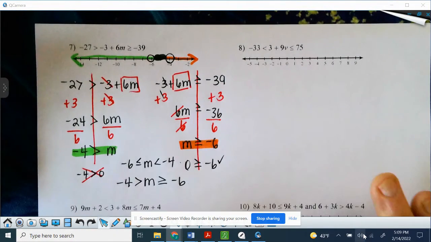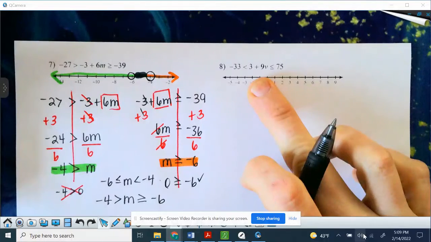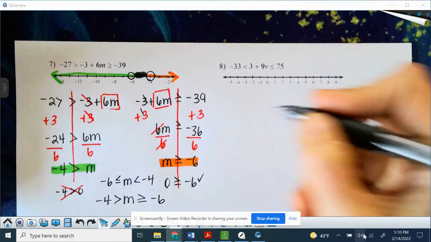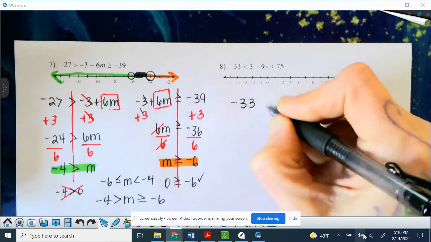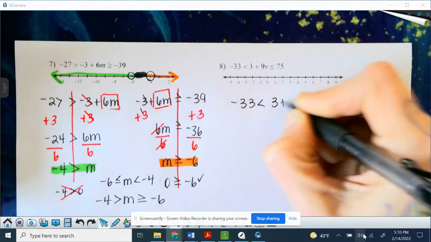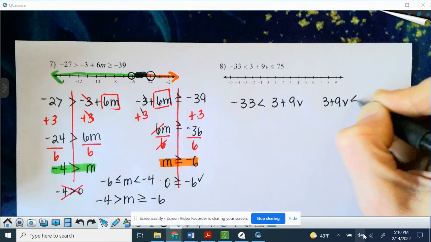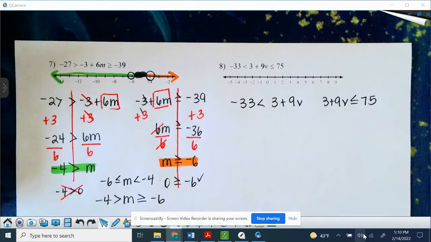All right. We have another one. I challenge you to pause your video and just try to write this 2 times. If you're really adventurous, leave it paused and continue to solve. But first of all, split it. See if you can split it without my help. So negative 33 is less than 3 plus 9v. 3 plus 9v is less than or equal to 75. I'm sure you're able to get that right.